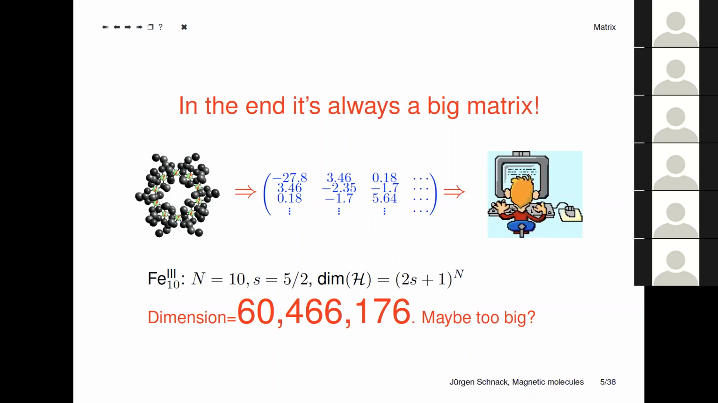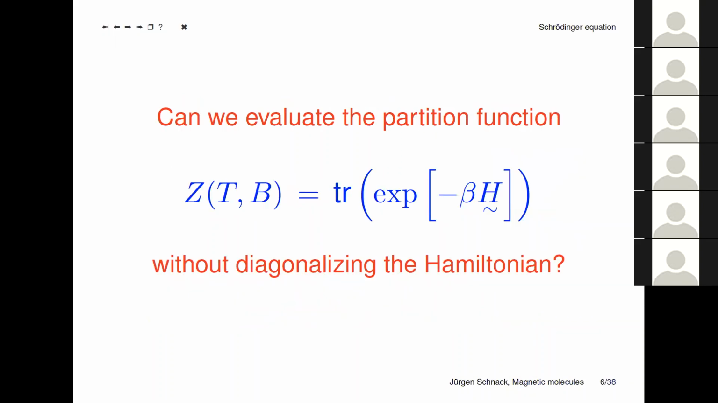And if you compare this to 60 million, you easily see that 60 million is way beyond 100,000. So the question is, can we evaluate the partition function without diagonalizing the Hamiltonian H?